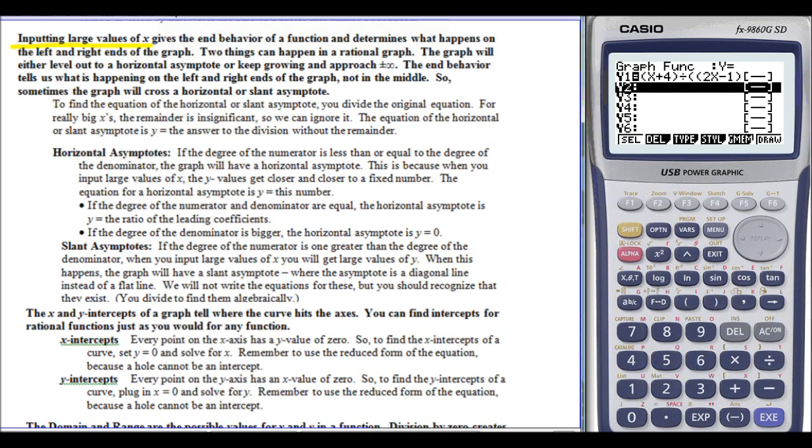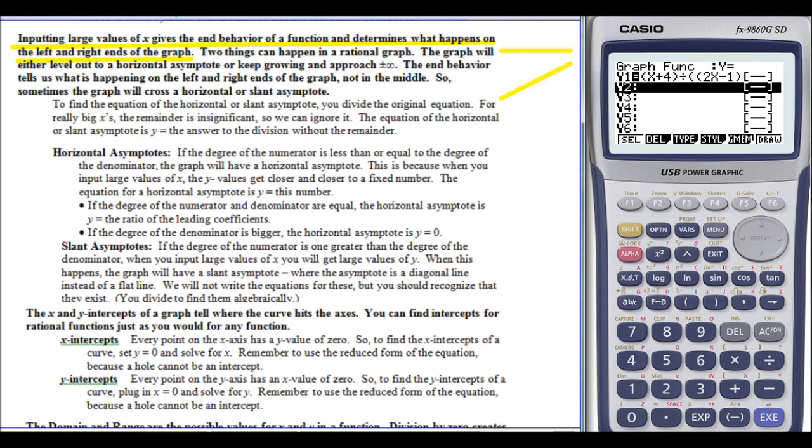Inputting large values of x gives the end behavior of a function and determines what happens on the left and right ends of the graph. Two things can happen in a rational graph. The graph will either level out and be a horizontal asymptote, so it will flatten out on both sides, or it can keep growing and approach plus or minus infinity. So it might shoot off up and down like a line or near the polynomial.